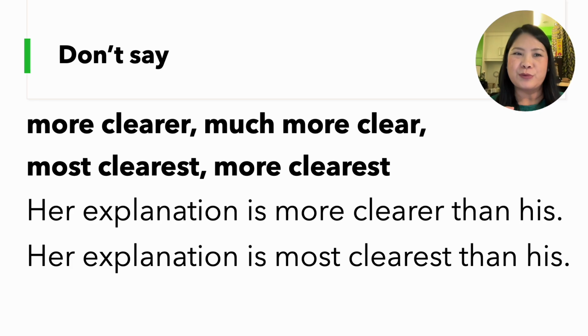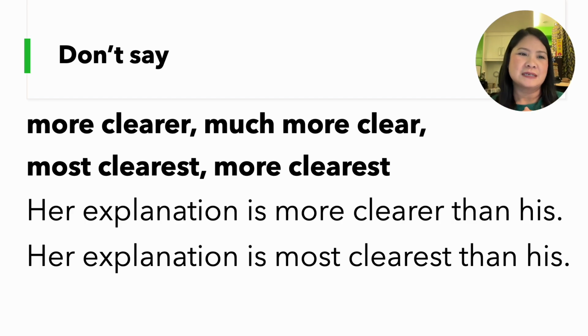But don't say more clearer because it's really redundant. There are two. We just have to select one, whether it's the -er or more. But we don't put them together. Much more clear. Most clearest. Most, and then -est. So that's double superlative already. More clearest. One is comparative and the other is superlative.